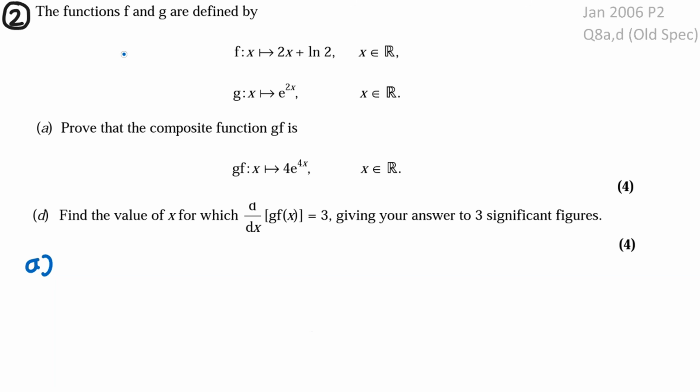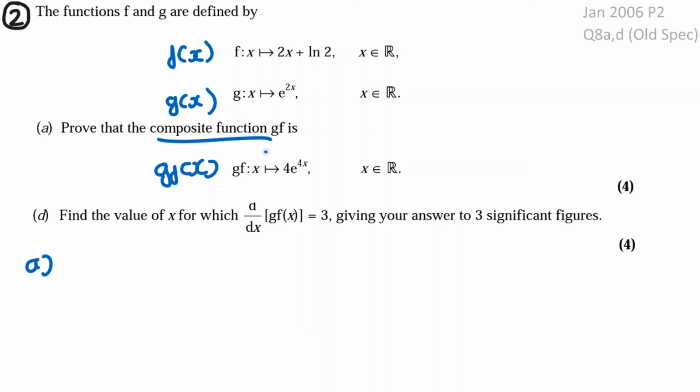So for question 2 part A, we're given two functions here, f of x and g of x, and we need to prove that the composite function gf can be written as this here. Now a lot of people don't really like this notation here. This here is just f of x, this here is just g of x, and this here is just the composite function gf of x, and you can write it like this if you prefer to write it in this way.